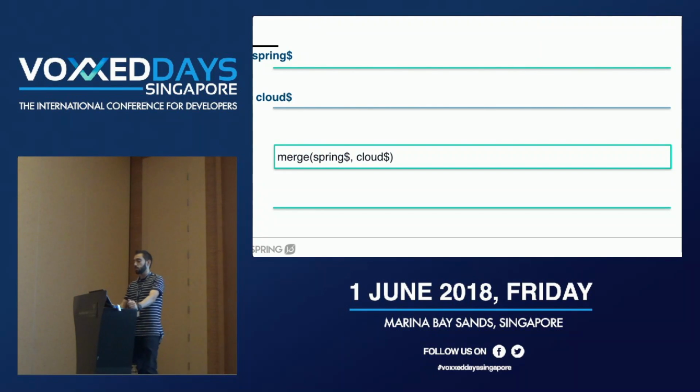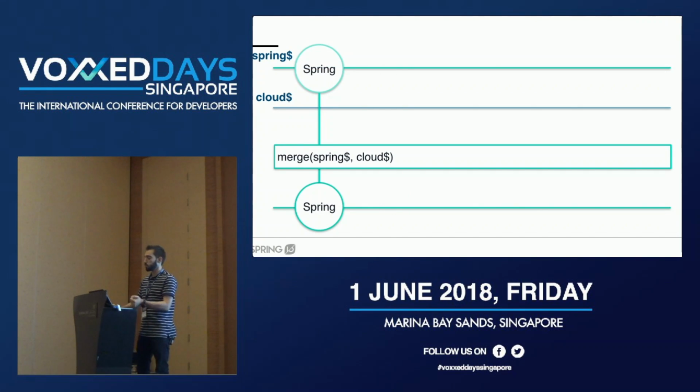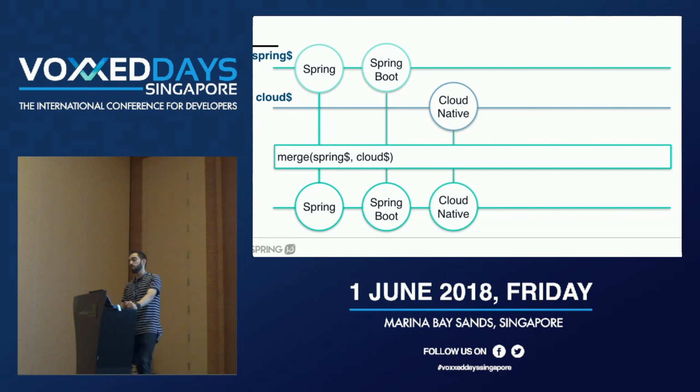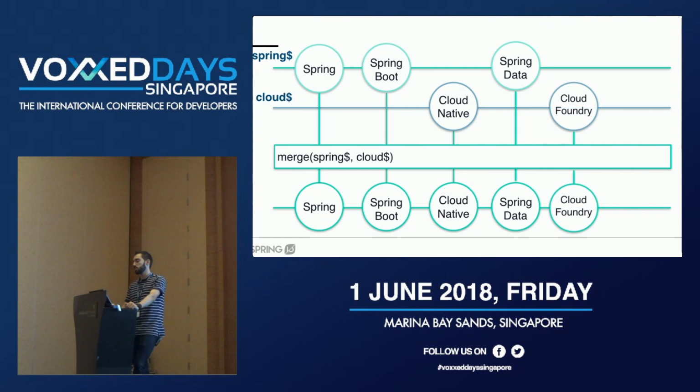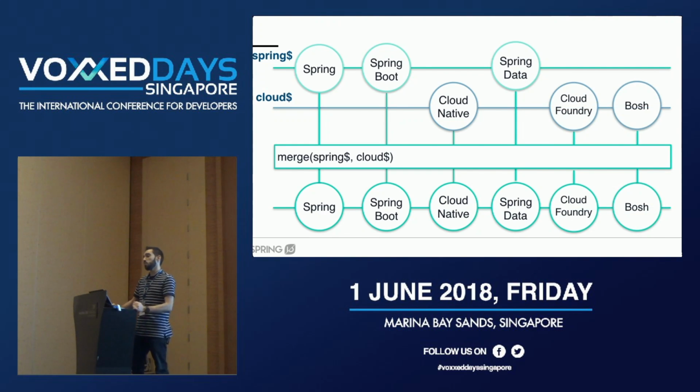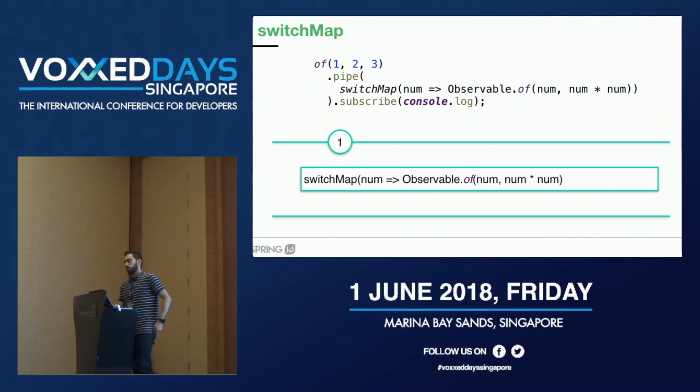So let's take a look at the end result. Let's imagine that the first observable emits a value, which is Spring Boot. The second value is also emitted, Spring Data. The second observable emits the first value, which is Cloud Native. We're going to get this in our subscription, and then we have Spring Data, Cloud Foundry, and Bosh. Notice that we don't maintain the ordering of the initial observables, because we are merging them, so as they are streamed, we stream them down into the observer. We're basically merging all the values coming from either one or the other observable. All right, so merge is a really simple operator to combine two observables.